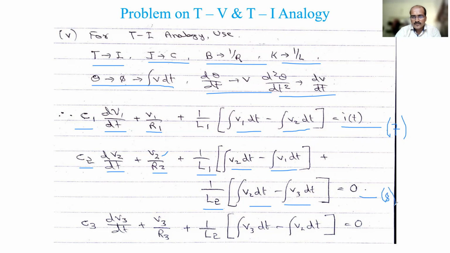And then finally, the third equation, you have to apply this analogy. So that is J3 place, you have to apply C3. D square theta 3 by dt square becomes dV3 by dt. Then B3 place 1 by R3. D theta 3 by dt is V3, so V3 by R3 you can write. Then K2 place, you will have 1 by L2. Then theta 3 integration V3 dt minus theta 2 integration V2 dt is equal to 0. So this is equation number 9.